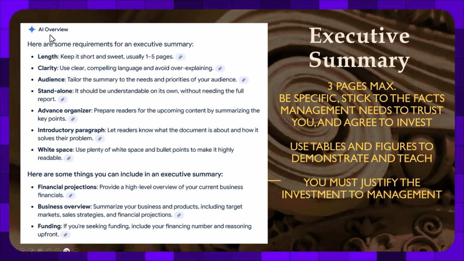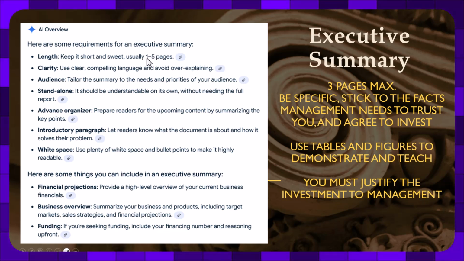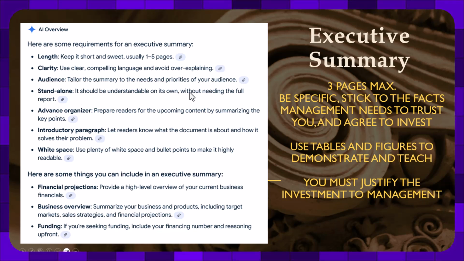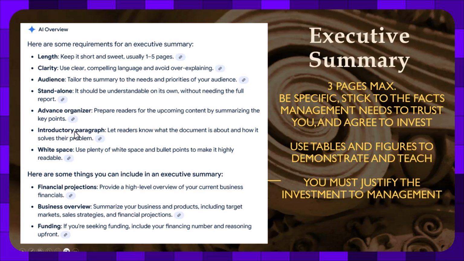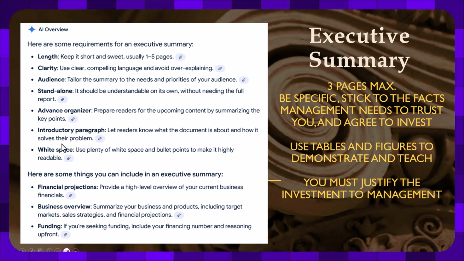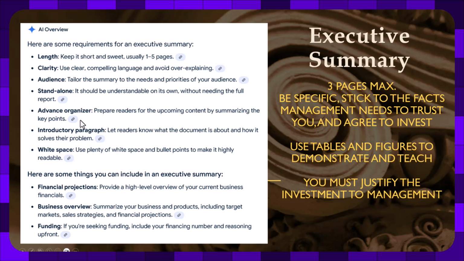I did an AI question here. We're not supposed to use AI, but I wanted to see what would happen, and they pretty much hit the mark. They said between 1 to 5 pages. I'm saying 3. Be clear. Know your audience. It should be understandable on its own. Advanced organizer, prepare readers for the upcoming content by hitting key points. Introductory paragraph is very important. That sets it up, it solves their problem. I also said use figures and tables. You don't have to worry about the white space. Financial projections, business overview, funding. This AI executive summary layout pretty much hits exactly.